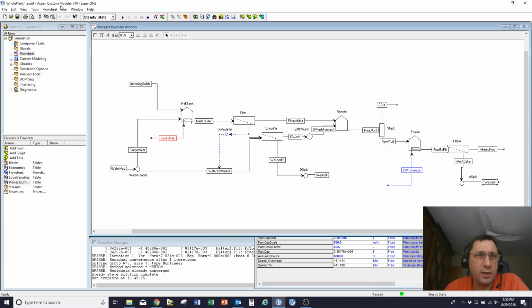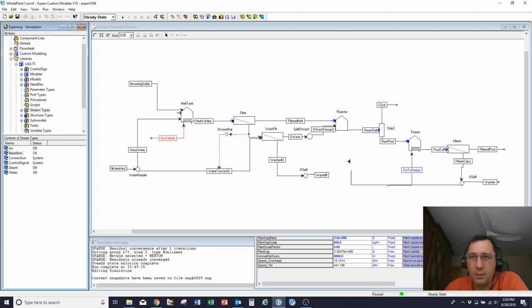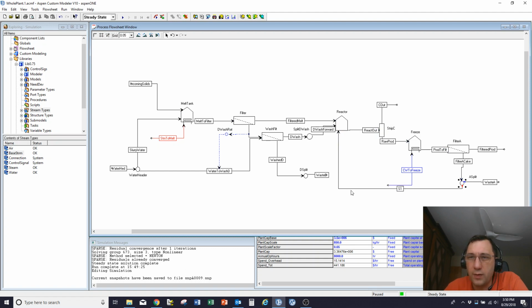So why don't I do that? Let's come into my library, find a new stream. Let's pick up that base stream. I'm going to pick it up from A, and I'm going to recycle it back into my reactor. And then just to make it look pretty, I'm going to move these points down, and you can see how it's going around.